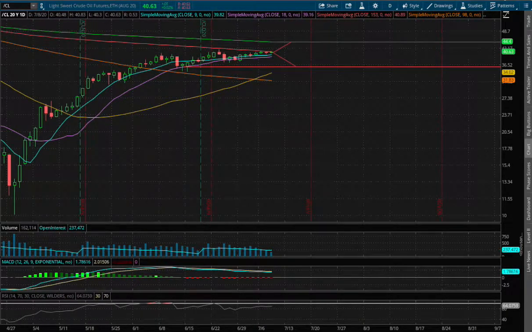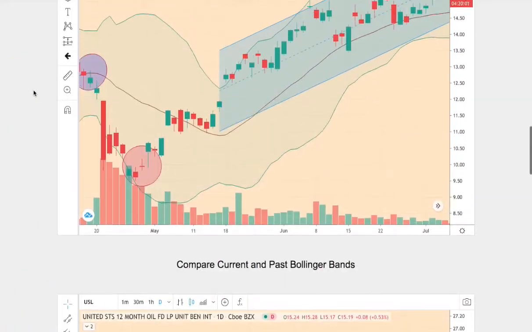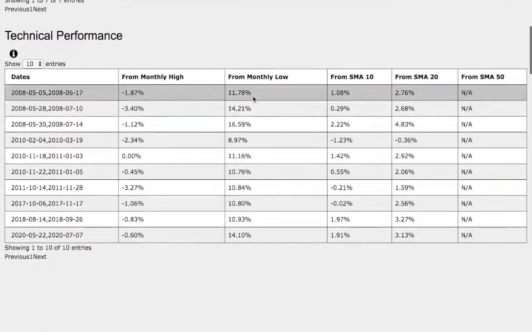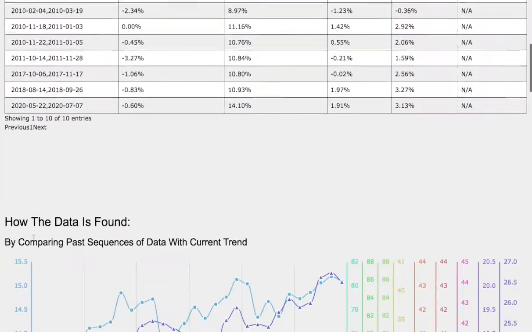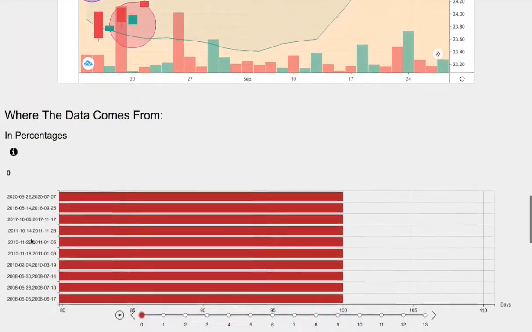So now let's head back to the day-by-day probability model. These models are now available in the link below, so do check it out. So as we progress to the 7th day, we have a 78% chance for WTI crude oil to climb between 0 to 7%, and to the downside we have 11% chance for it to fall between 0 to negative 7%. And on the extreme case, we have 11% chance for WTI crude oil to fall between negative 14% to negative 23%.